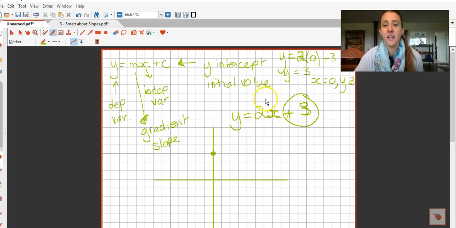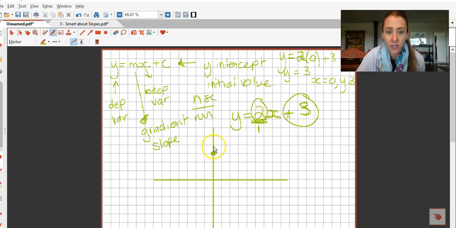Alright, my next thing that I know is that my gradient is 2. So if I just make it a fraction, I can do my rise over run. So I know that 2 is equal to 2 over 1. Remember, 2 over 1 equals 2. If it's over 1, it becomes itself. So this tells me that for every 2 I go up, so I go up 2, I go across 1.